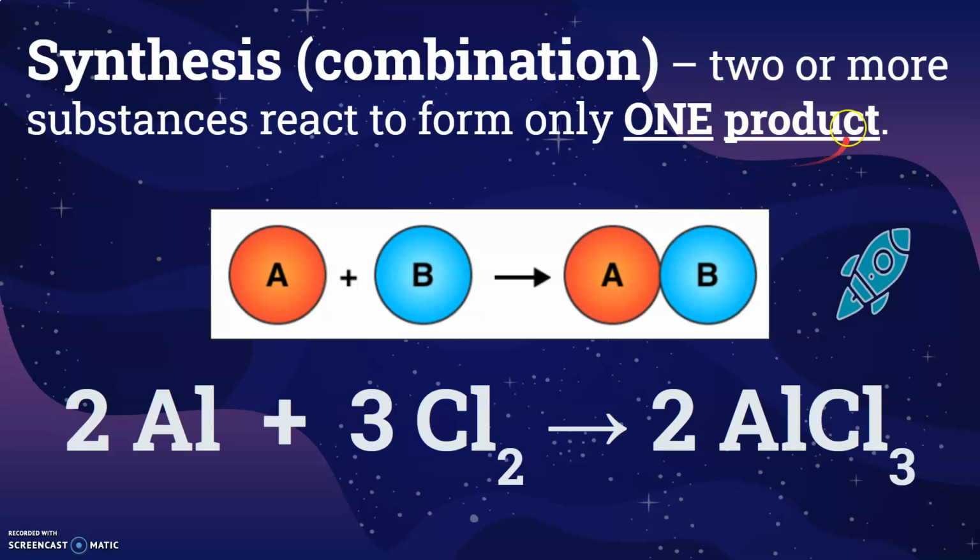So right here's the clue. Put a star by this when you're setting up your clues. One product, one thing on the right side of your arrow. That's the clue, and you want to be good with that clue. So here we go. This is individual, right? Al's by itself, Cl's by itself. So there's a plus sign, right? There's two things over here, and then they went together to make one thing.